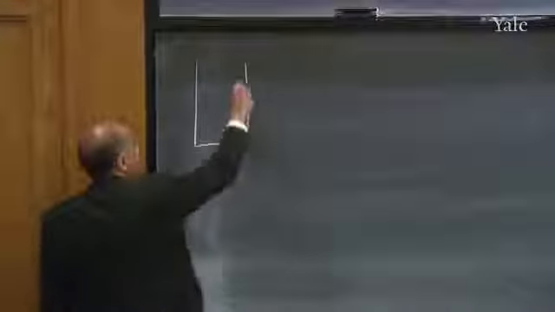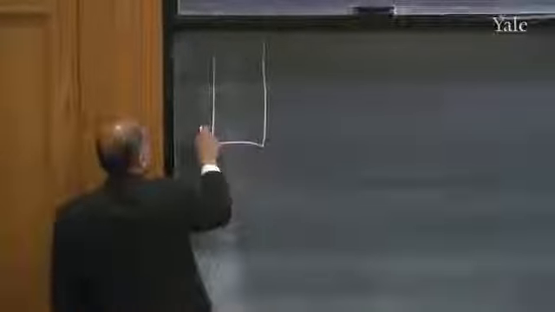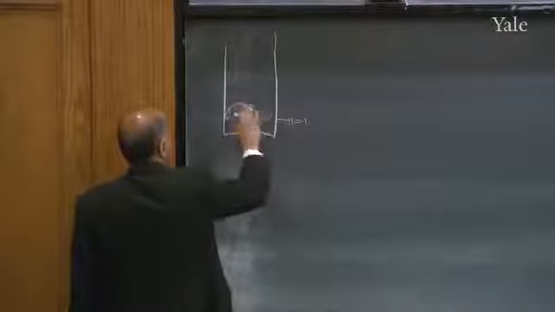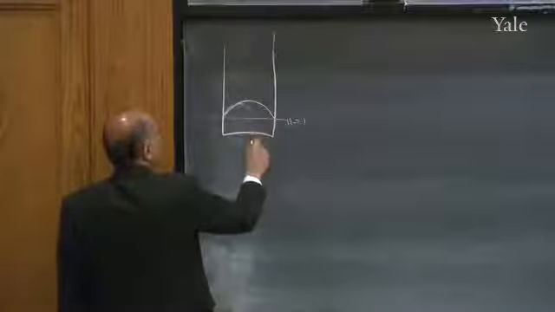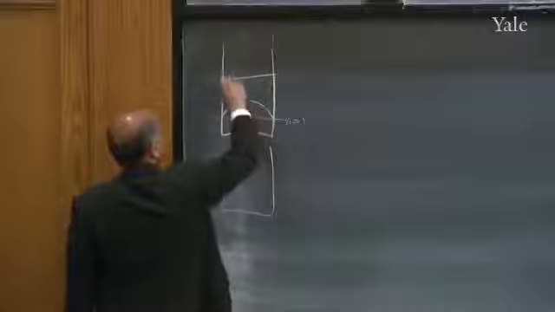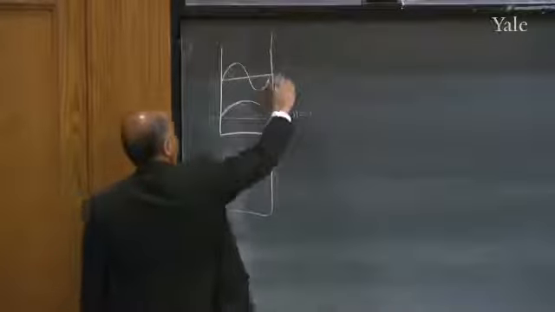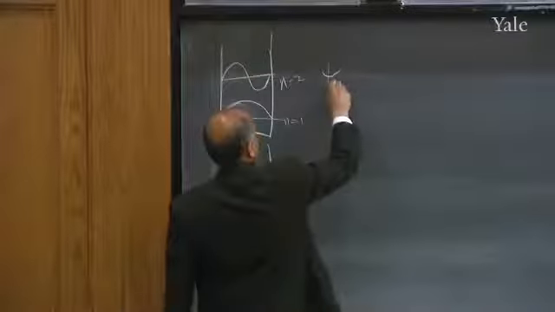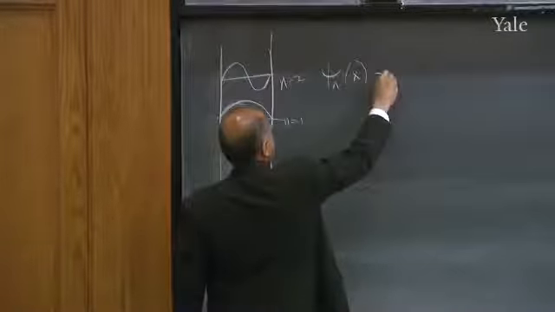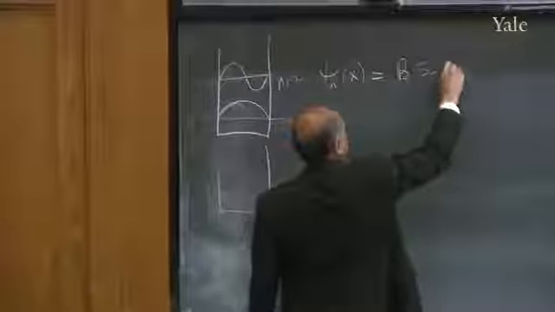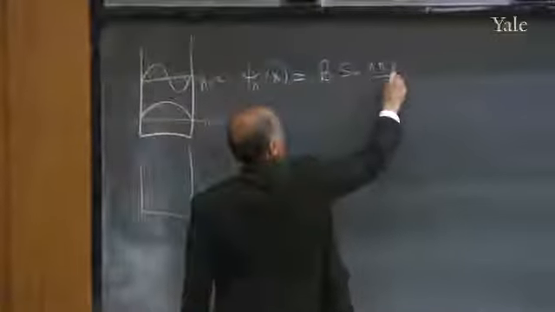Here is the well. It's going all the way to infinity. There is a state n equal to 1, and the function looks like this. Then there is a state, let me draw it right there. It looks like that, n equal to 2, and so on. In the psi sub n, let me label the energy by n, is equal to some constant b times sine n pi x over L.